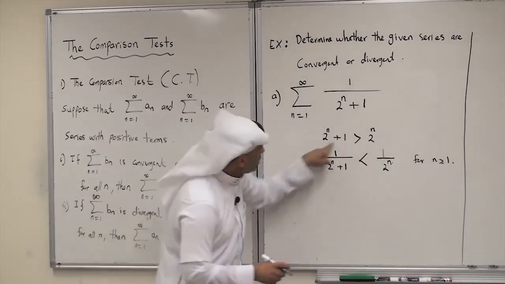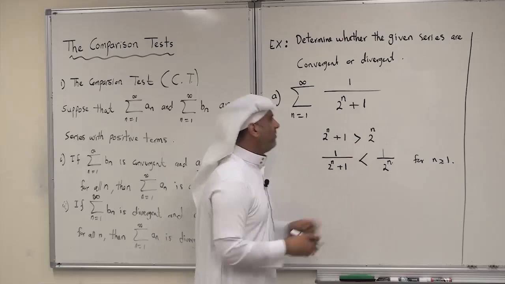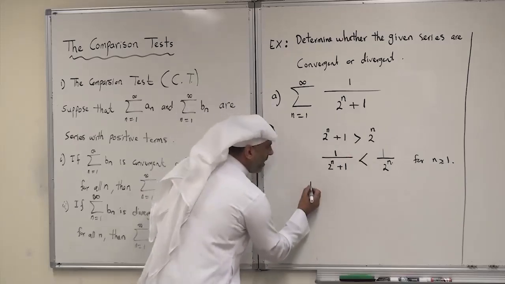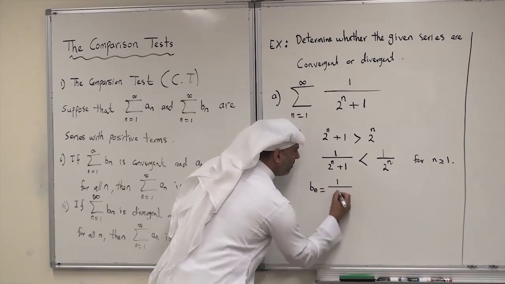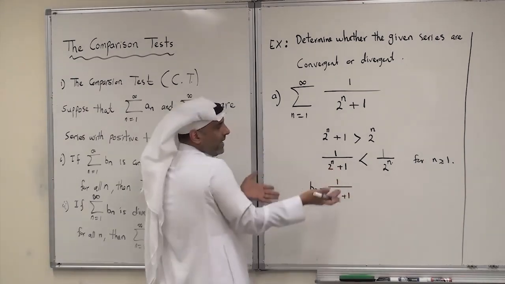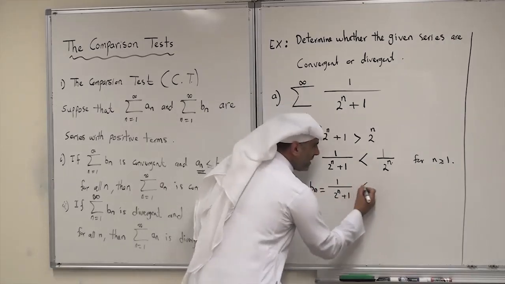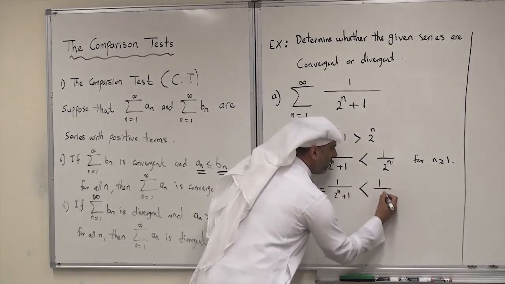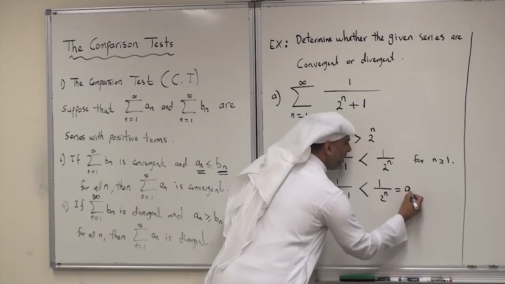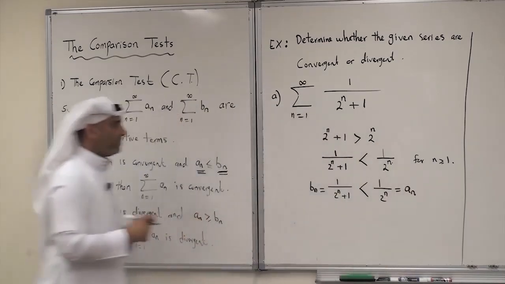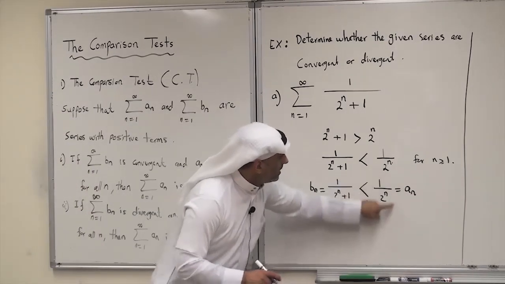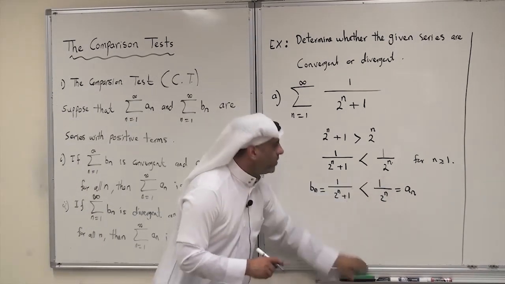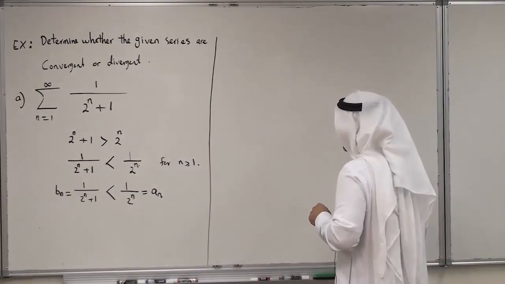Now, you can call this one bn, call this one an. Does it make a difference here? You may call 1 over 2 to the n plus 1 bn if you like, or call it an. Does it make a difference here? This is less than 1 over 2 to the power n, which is equal to an or bn. Does it make a difference? Okay. Now, what can we say about the series with the summation of 1 over 2 to the n? What can we say about that series?